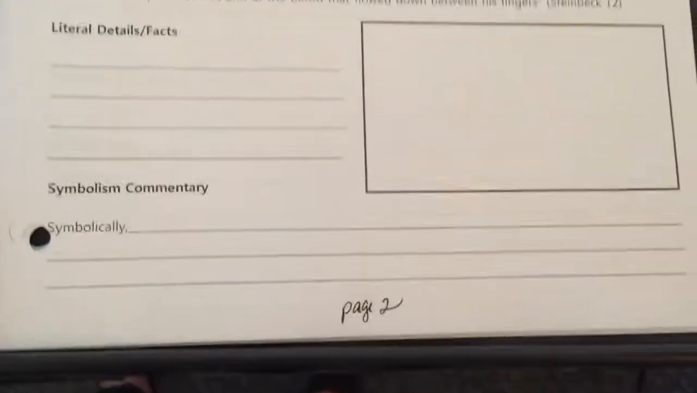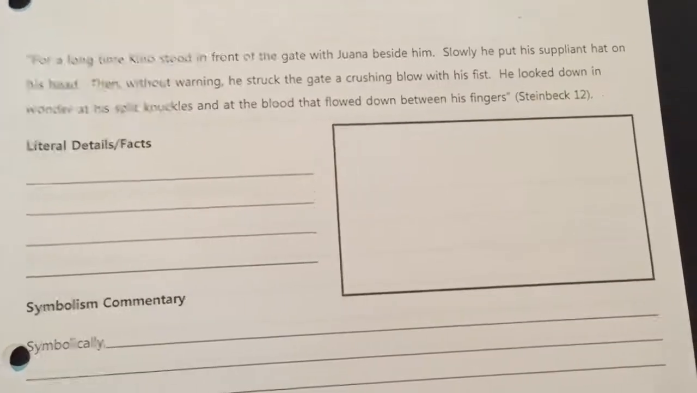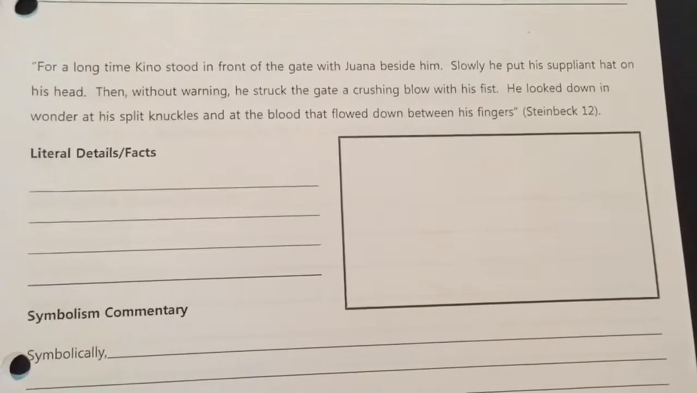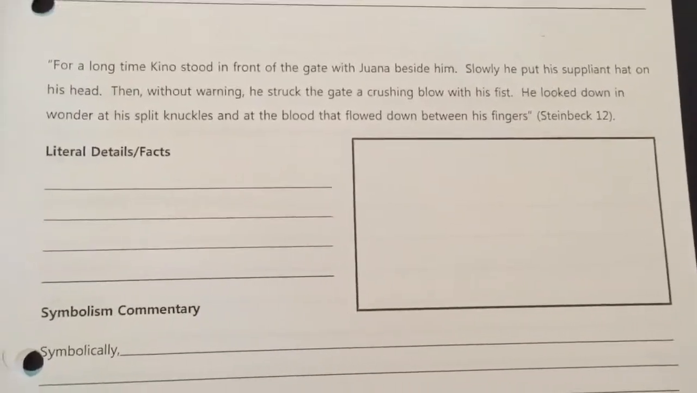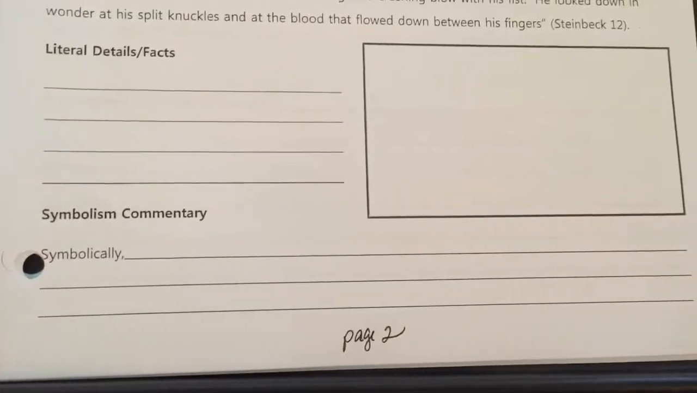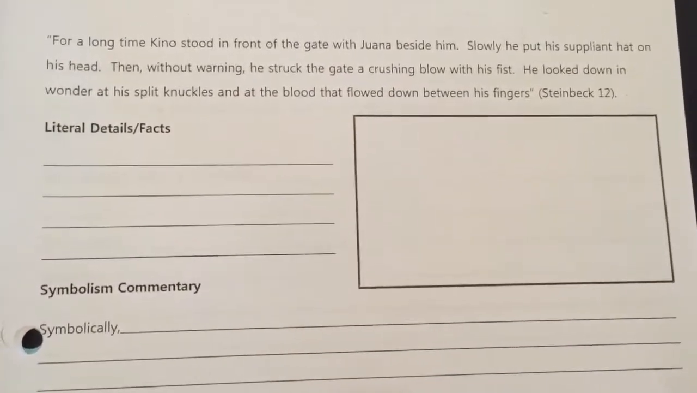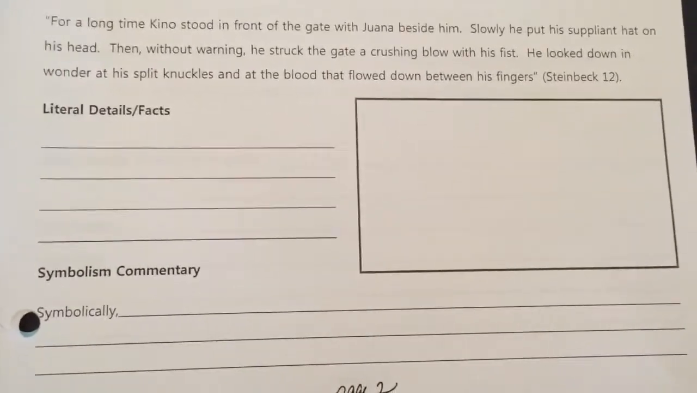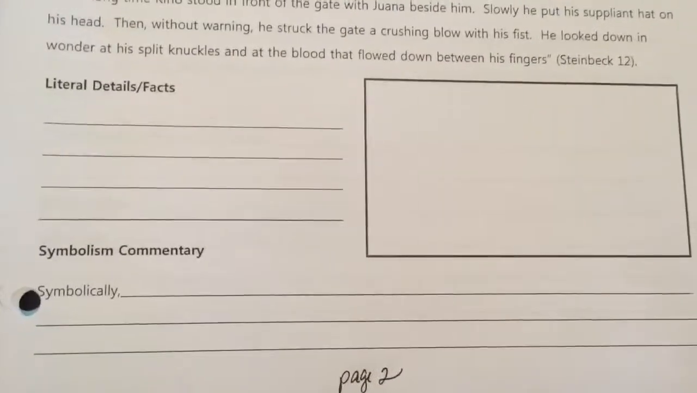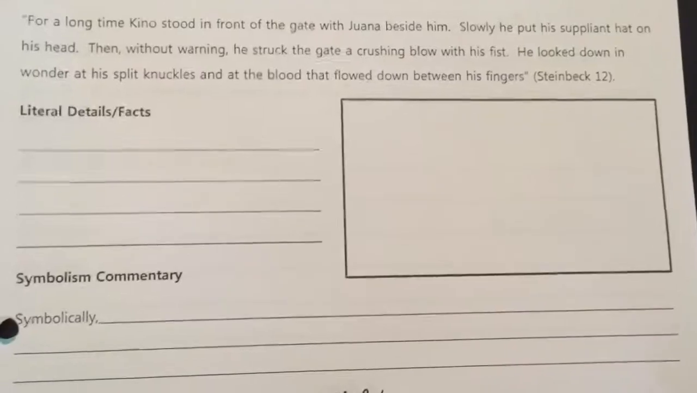Okay, now what I want you to do is to draw a picture of Kino hitting a wall, and what could that wall symbolize? What could his broken knuckles symbolize? What could the blood symbolize? And then you write below symbolically your analysis. Do you understand? So you're in charge of drawing a symbolic picture, and you're in charge of writing the symbolic analysis down below, just like we did above, where you look at each part of the picture and kind of tie it together symbolically what it means.